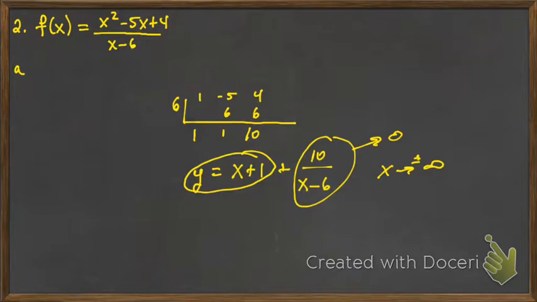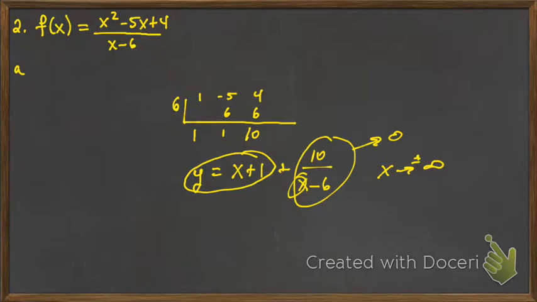So if you imagine large values of x being plugged in there, like 1,000,000, so 10 divided by 1,000,000 minus 6, that's going to be 10 divided by a huge number. That's going to be really small. It's going to be basically 0. Same argument for a big negative number like negative 1,000,000. So 10 divided by negative 1,000,000 minus 6. It's going to be incredibly small. So it's going to take on the characteristic of y equals x plus 1.